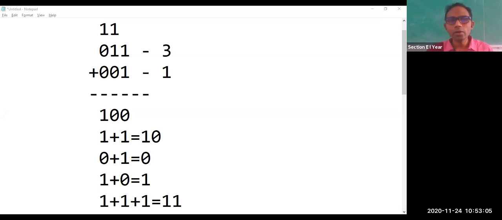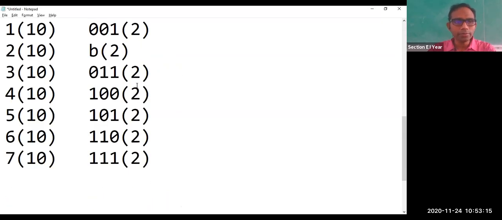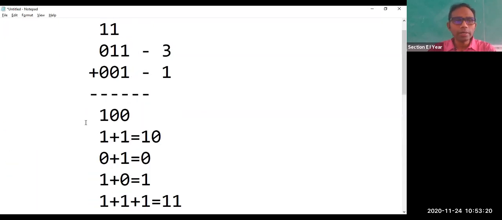Now if you concentrate on the decimal part, what is 3 plus 1? 3 plus 1 is 4. So what is the binary equivalent of 4? Just concentrate here. 4 is 100. So what answer did we get? 100. So our answer is correct. That is 4.